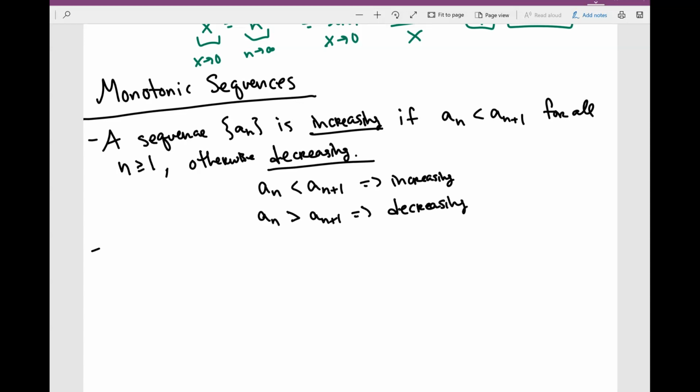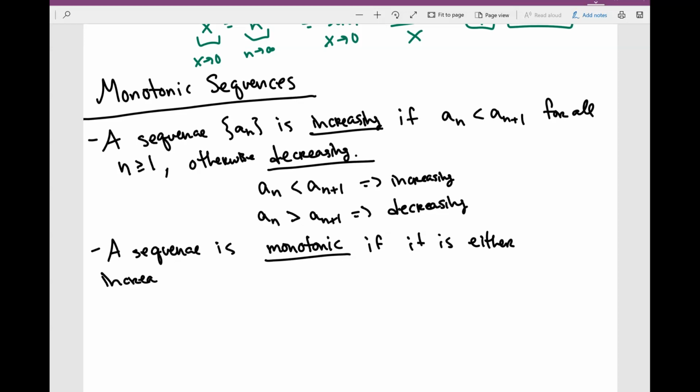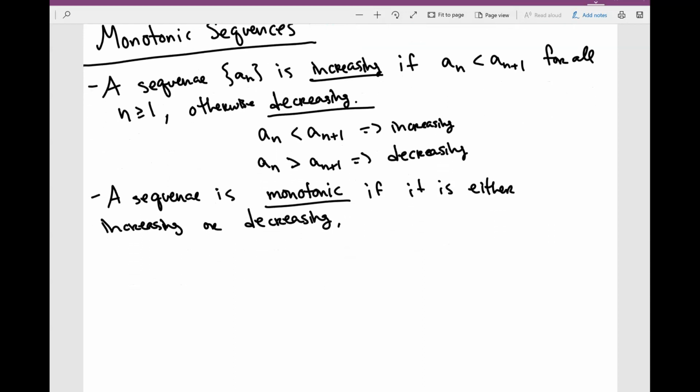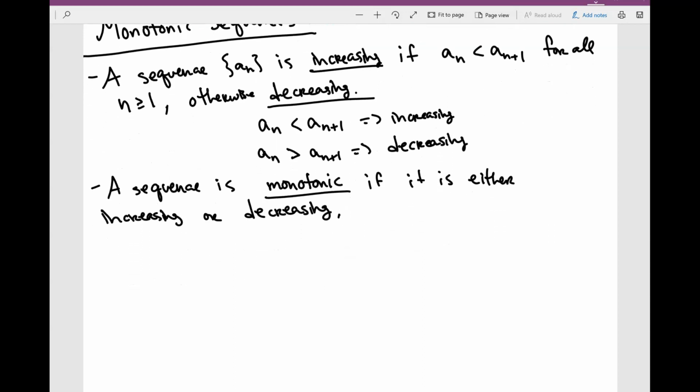Okay? A sequence is monotonic, okay, if it is either increasing or decreasing. So if it is always increasing or if it is always decreasing, not both, that's what we call a monotonic sequence, okay? All right, so that's basically what a monotonic sequence is, okay?